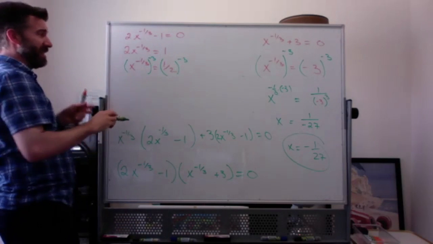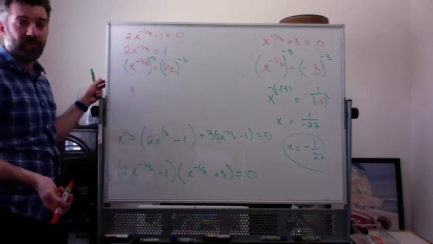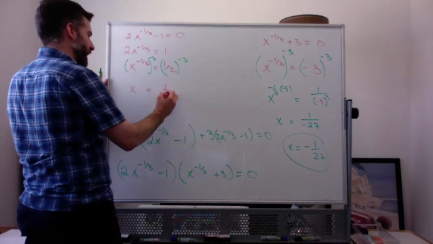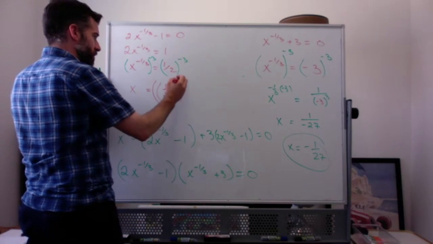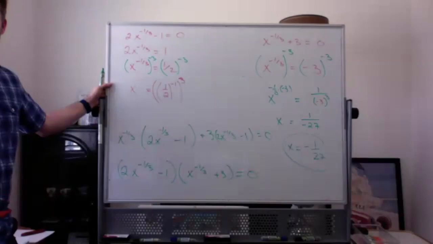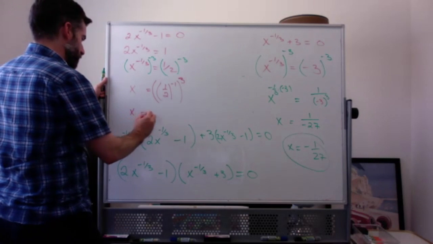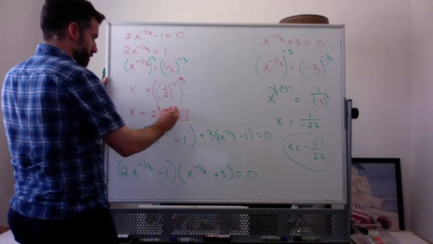So this left side just becomes x. And if I was doing 1/2 to the negative 3rd, I might think of that as 1/2 to the negative 1 to the 3rd, because 1/2 to the negative 1 is just 2, and 2 to the 3rd is just 8.